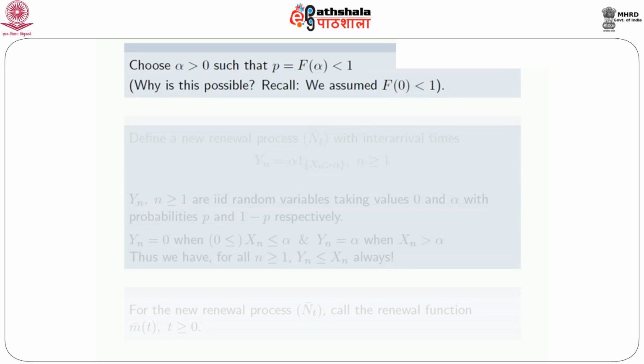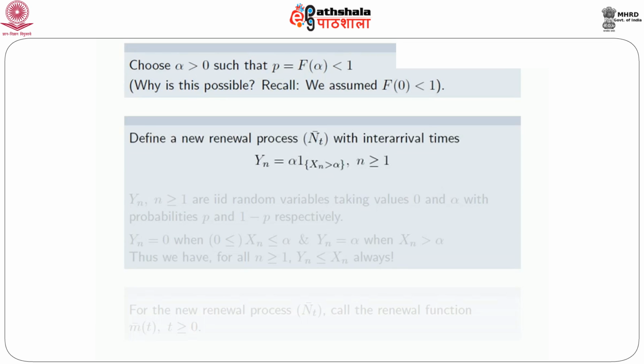Now here is our new renewal process. The original renewal process N(t) had interarrival times X_n. We now define a new renewal process, called N-hat(t), whose interarrival times are Y_n, defined this way. So what is Y_n? When X_n is greater than alpha, Y_n is alpha. When X_n is less than or equal to alpha, Y_n is 0. So Y_n takes the value 0 with probability p, because p is the probability that X_n is less than or equal to alpha, and it takes the value alpha with probability 1 minus p. So the new renewal process that we are going to construct, N-hat(t), has interarrival times which take only two possible values, alpha or 0, with probabilities 1 minus p and p, where p is positive.